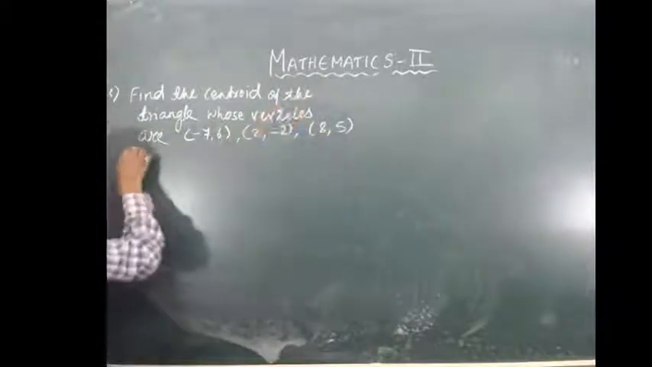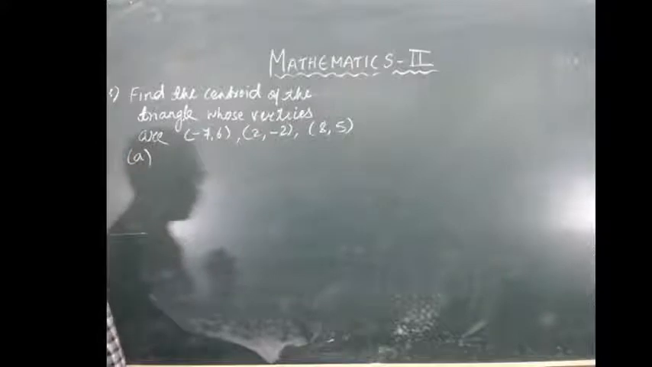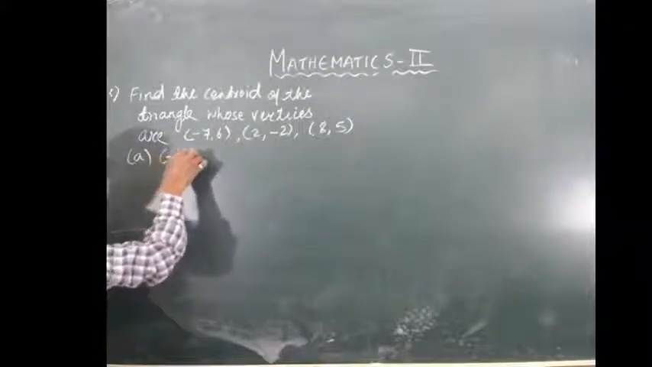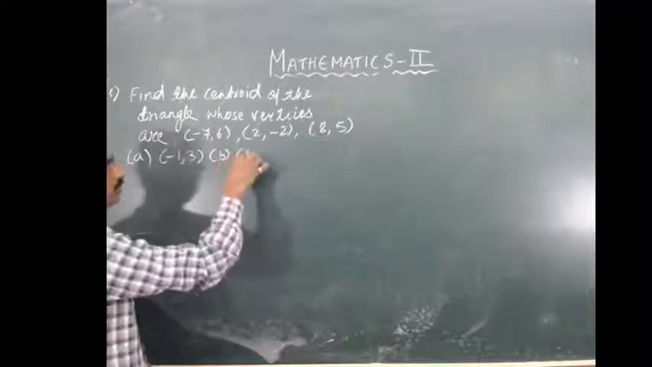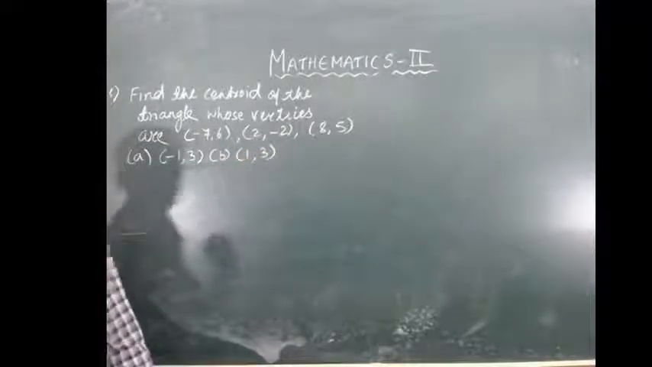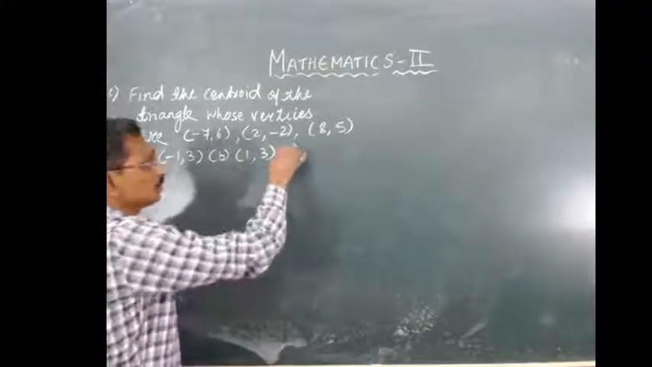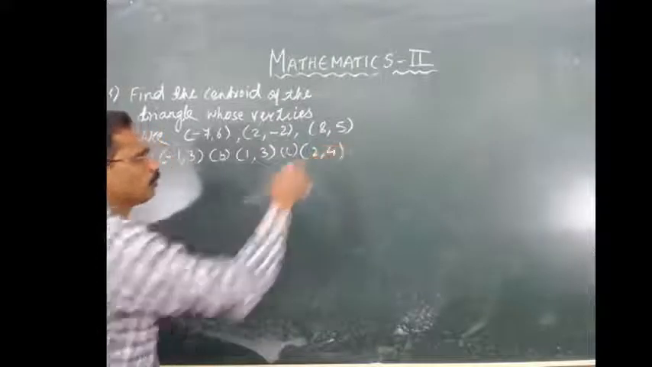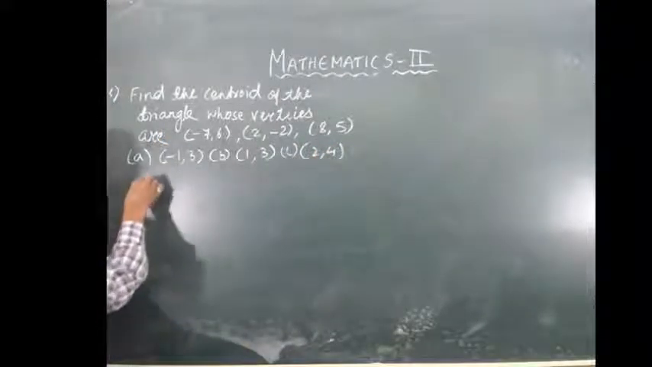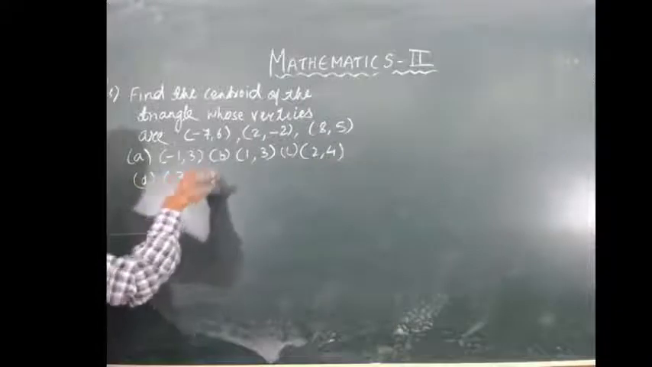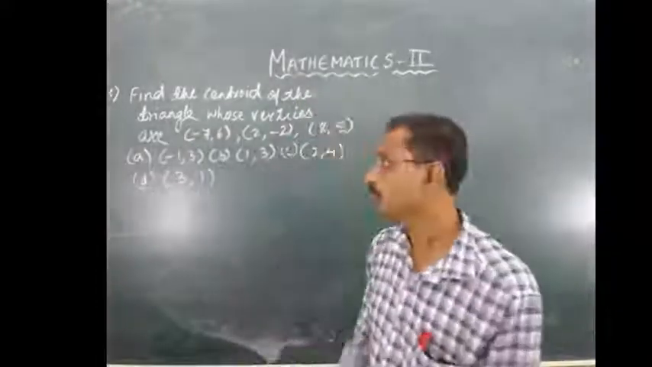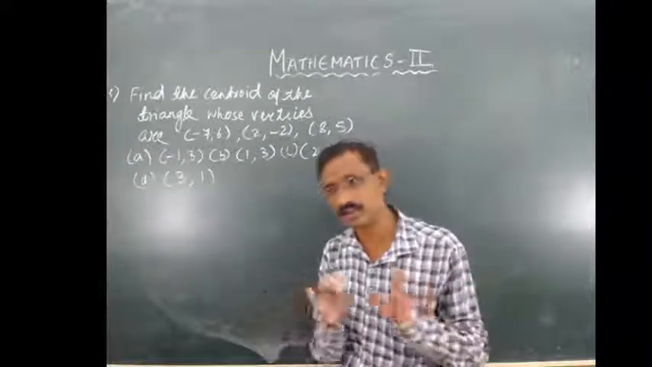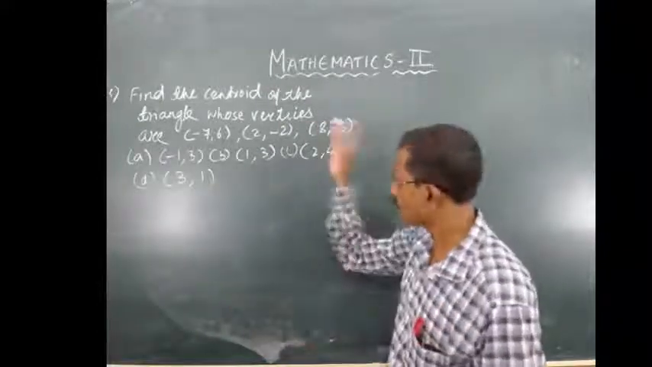Our options are: option A is minus 1, comma 3. Option B is 1, comma 3. Option C is 2, comma 4. And option D is 3, comma 1. As I always say, first read the question. What does it say? Find the centroid.